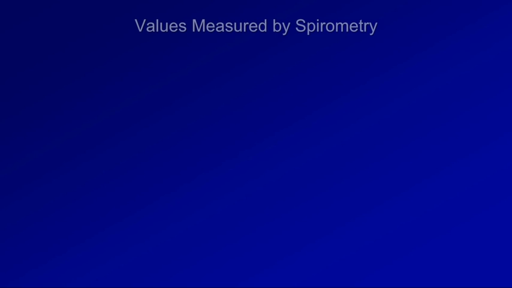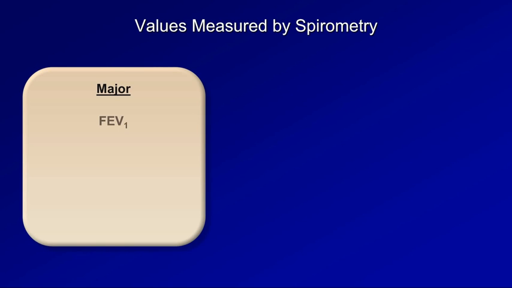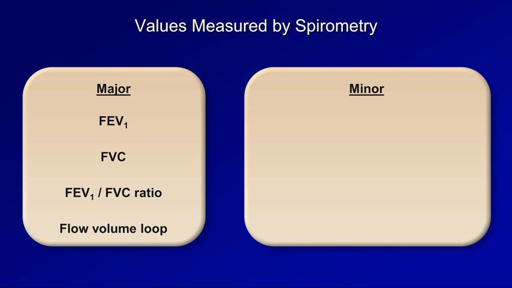So in summary, the major values measured by spirometry are the FEV1, the FVC, the FEV1 to FVC ratio, and the flow volume loop. There are also some minor or less important values measured. We just saw the peak expiratory flow rate. There is the FEF 25 to 75, which is the average flow from the time 25% of the FVC has been exhaled to the time 75% has been exhaled. This value has historically been used to detect obstruction in the small airways. However, some experts argue that the validity of this association is overstated.